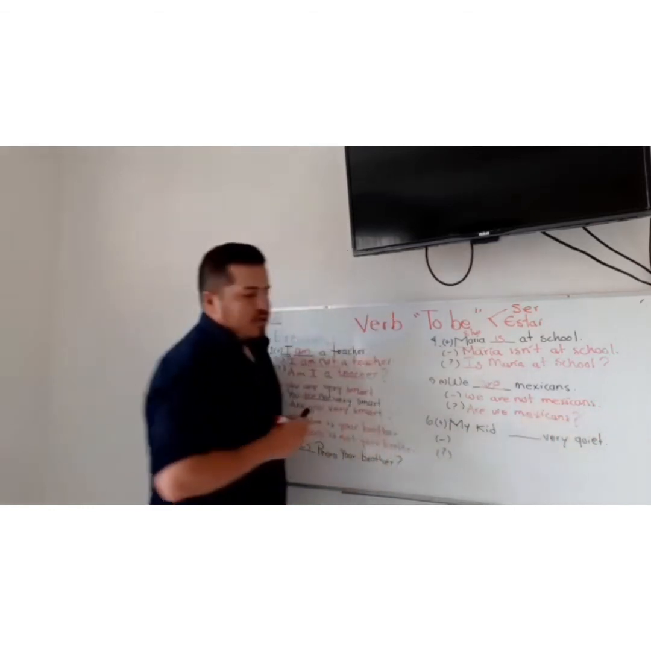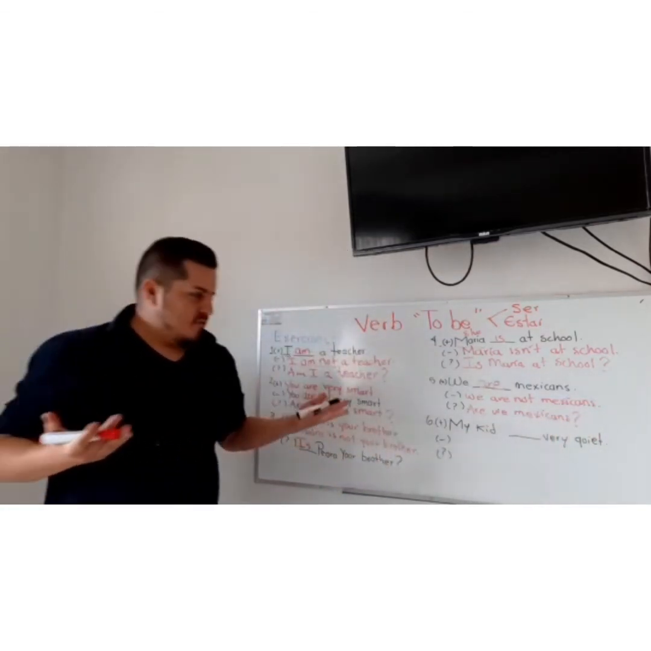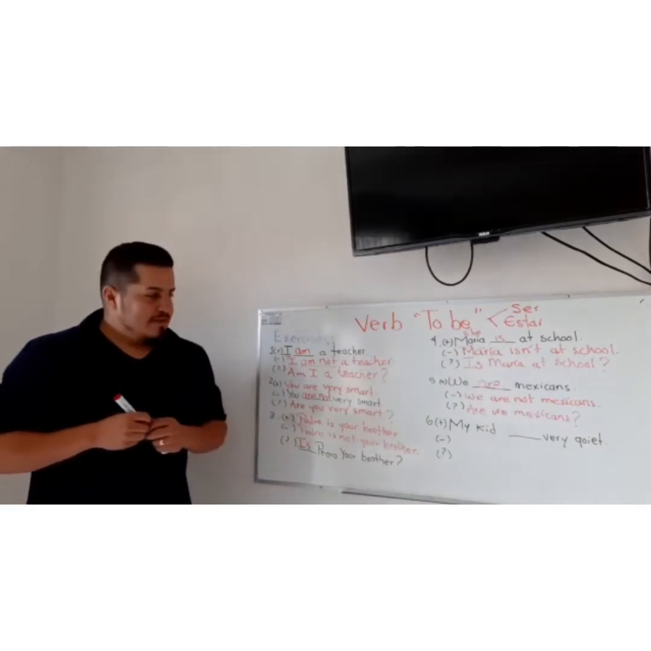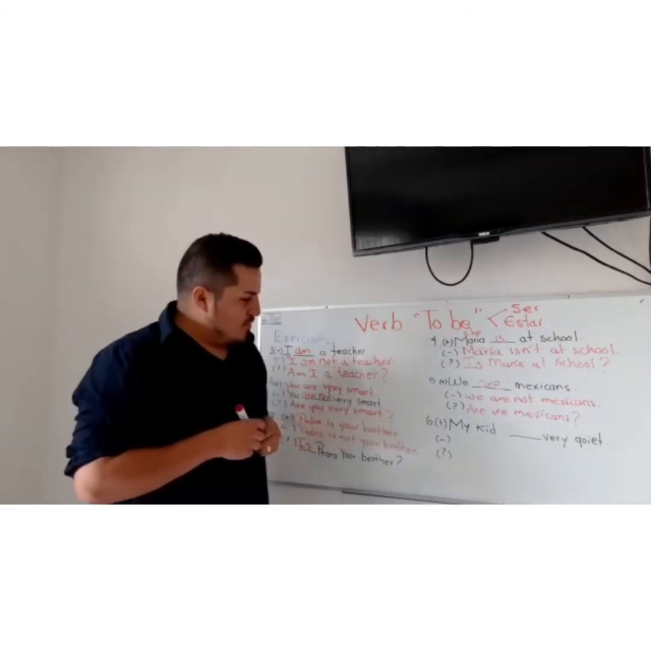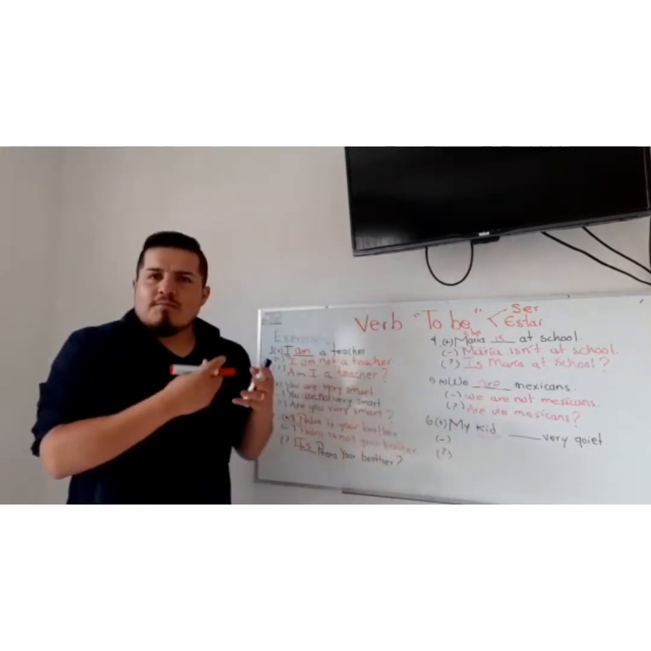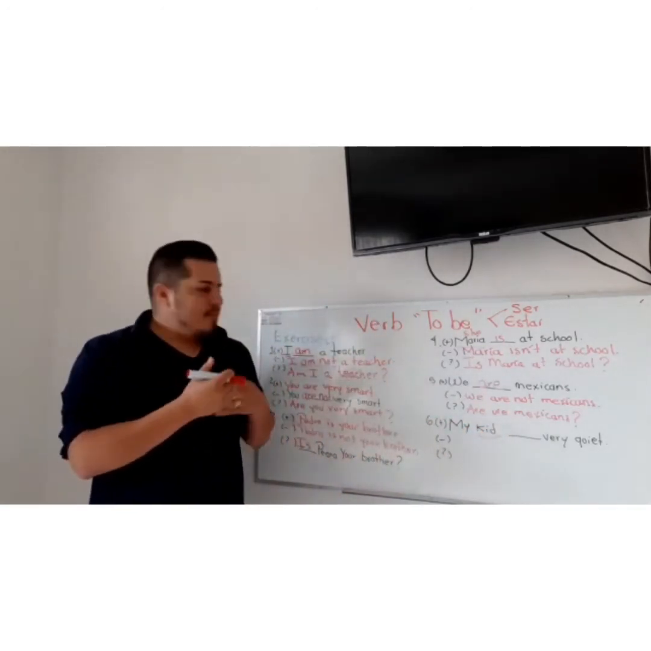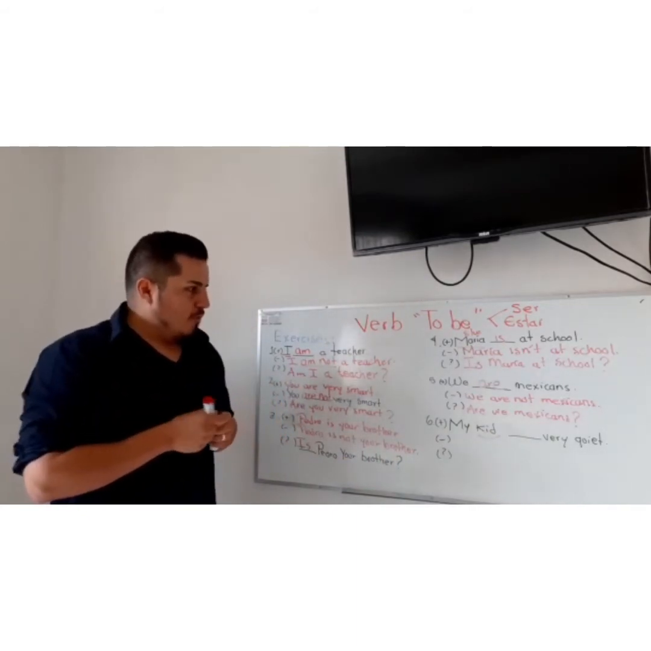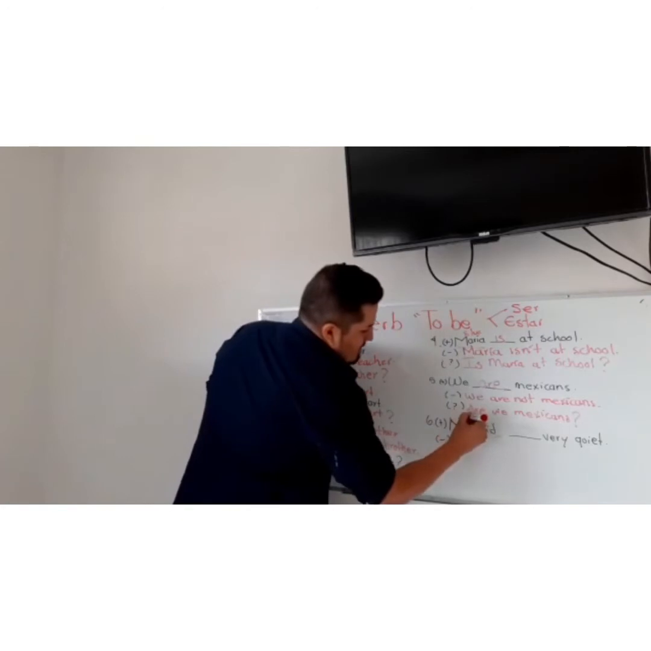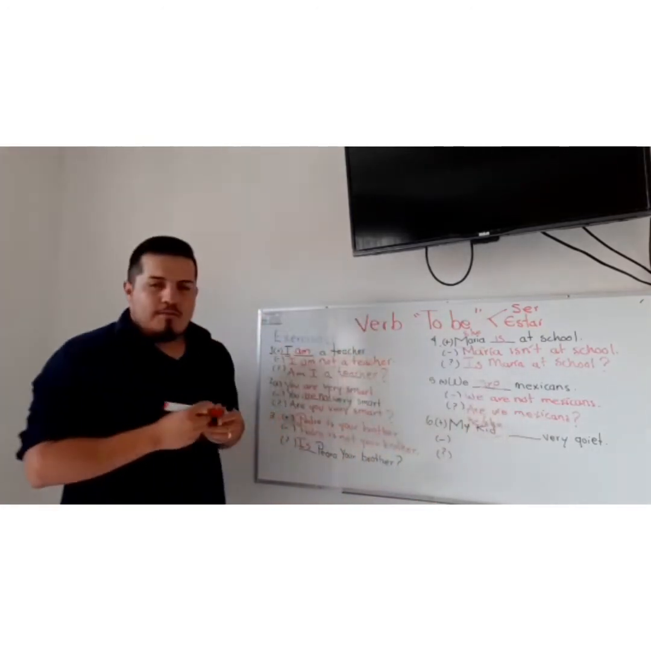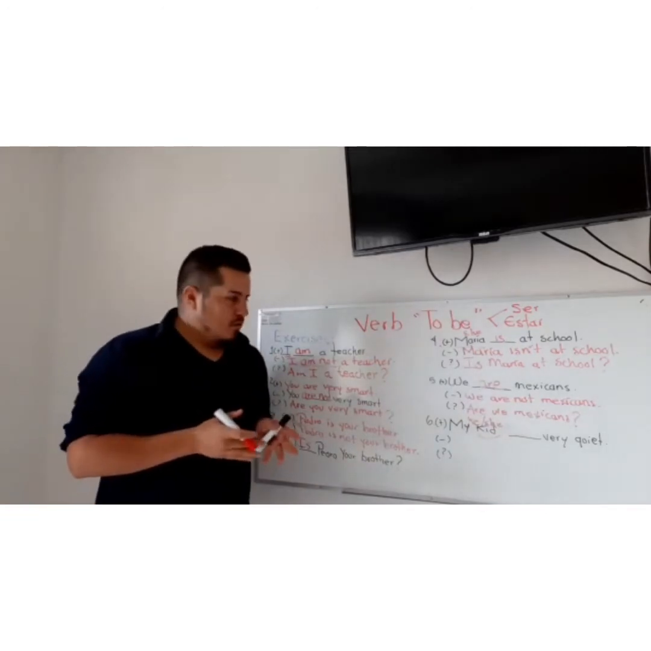An obvious answer, okay? Yes, we are Mexicans, obviously. And finally, my kid, very quiet. This part is very interesting because with my kid, I'm not specifying if I'm speaking about a woman or a man, but we know it has to be one of those examples. So my kid substitutes maybe he or she. Maybe I have a boy or maybe I have a girl, okay?